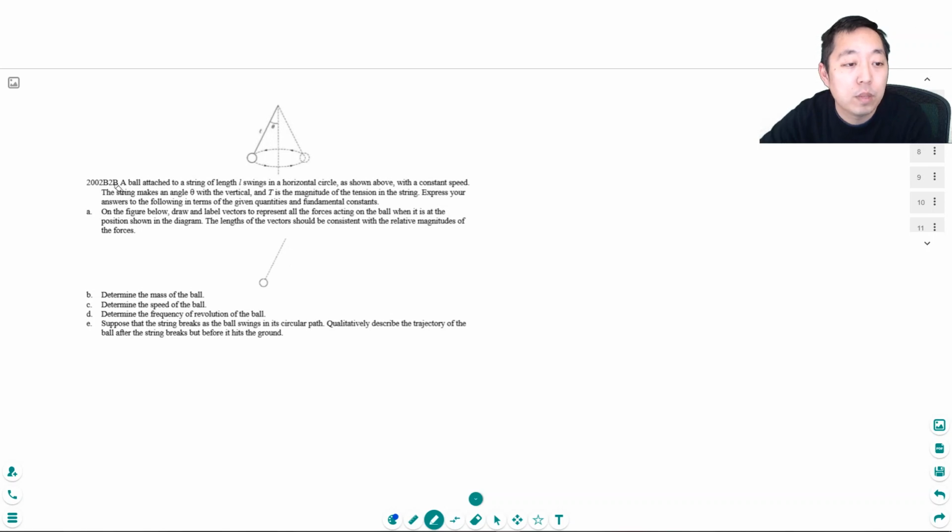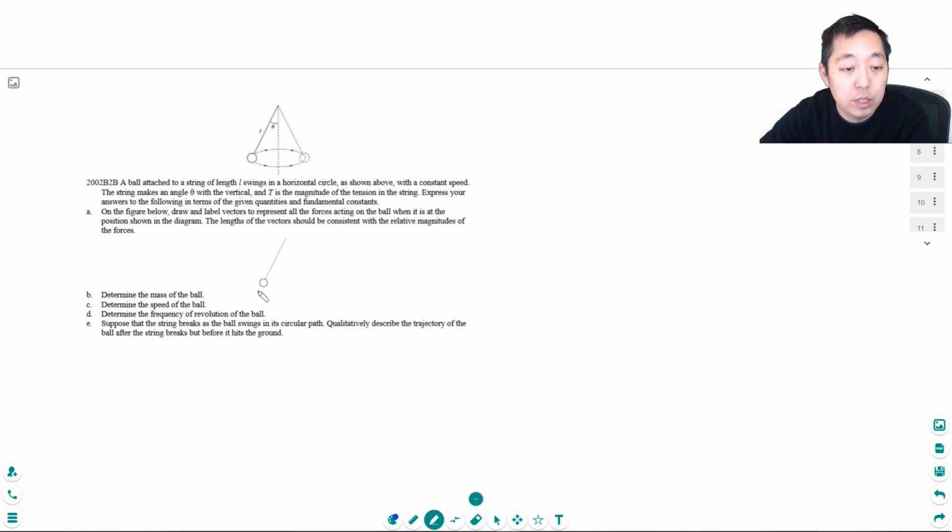So a ball attached to a string of length L swings in a horizontal circle as shown above with constant speed. The string makes an angle theta with the vertical, and T is the magnitude of the tension on the string. Express your answers in terms of the given quantities and fundamental constants. On the figure below, draw and label vectors to represent all the forces acting on the ball when it is positioned as shown in the diagram. The lengths of the vectors should be consistent with the relative magnitude of the forces.